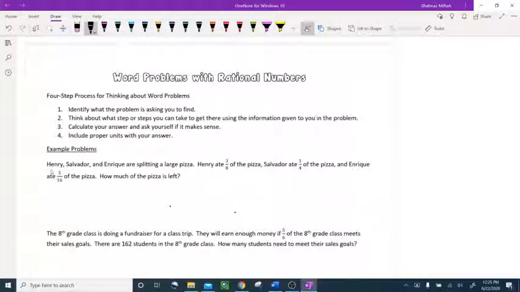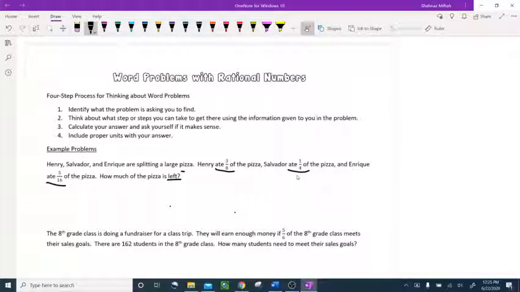So let's try this question. Henry, Salvador, and Enrique are splitting a large pizza. Henry ate 3/8 of the pizza. Salvador ate 1/4 of the pizza. Enrique ate 5/16 of the pizza. How much pizza is left? Left means you're subtracting, we know that. But we are subtracting what from what? If you pay attention, that much pizza they ate, all three people.